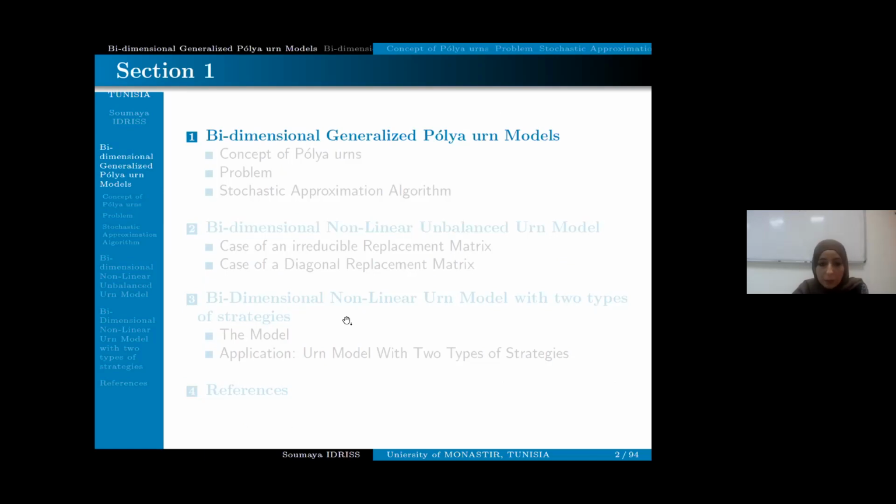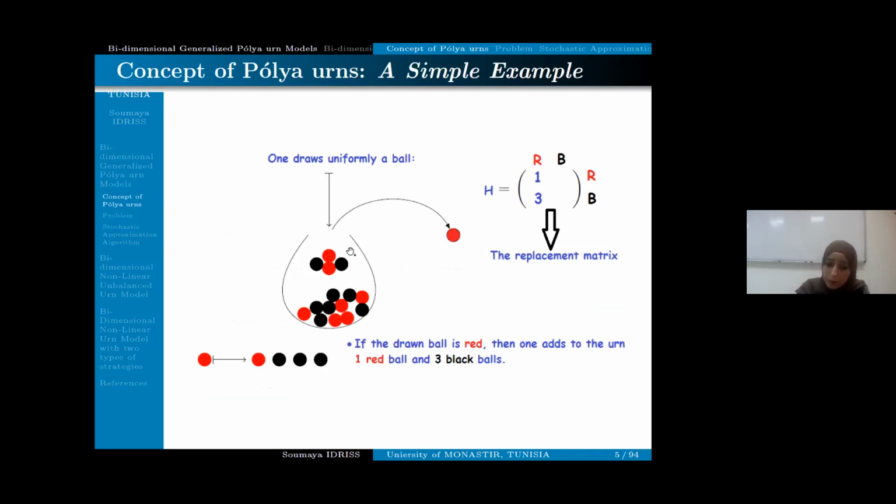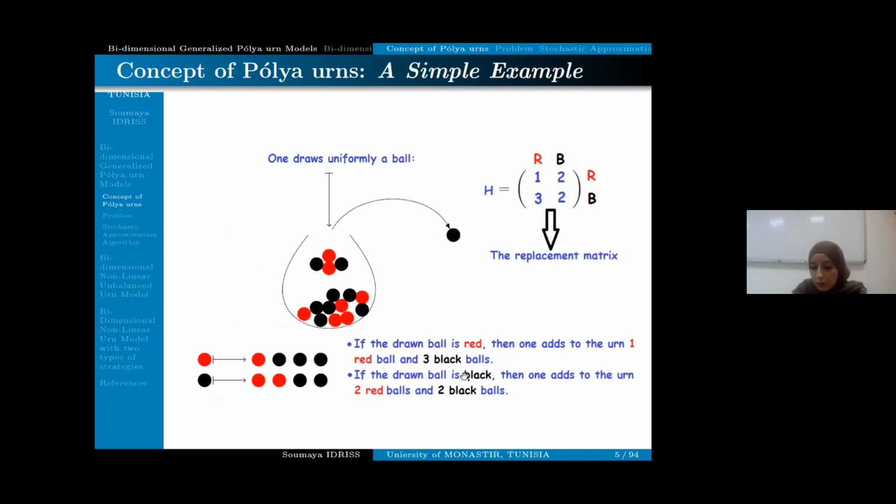So basically, an urn model consists of, given an urn containing two colors, drawing a ball, checking its color, and then returning the ball to the urn according to the following rule. If the ball drawn is red, then one adds to the urn, along with that ball, one red ball and three black balls. And if the drawn ball is black, then one adds two red balls and two black balls.